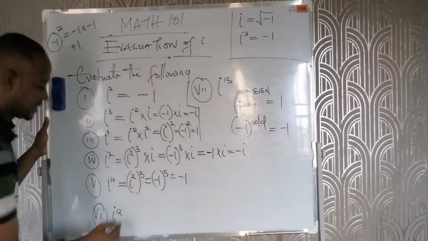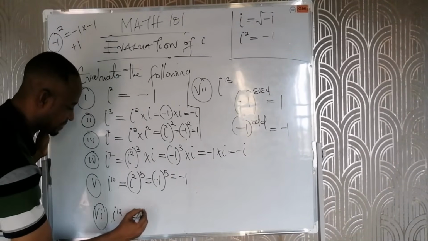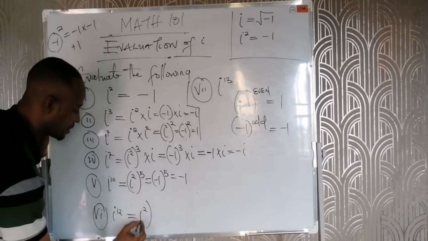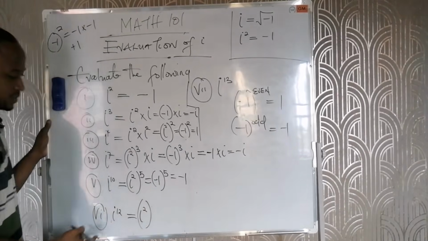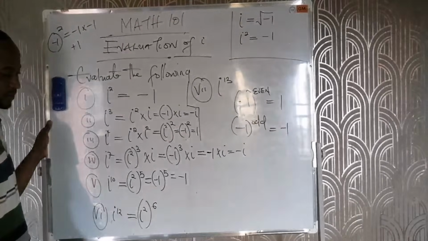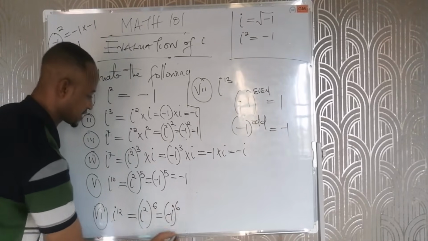Minus 1. Let's look at this. For i raised to power 12, I'll bring out the simplest value of i, which is i squared, right? What will I multiply by 2 that will give me 12? It is 6, because 2 times 6 is 12. And this will give us minus 1 raised to power 6.